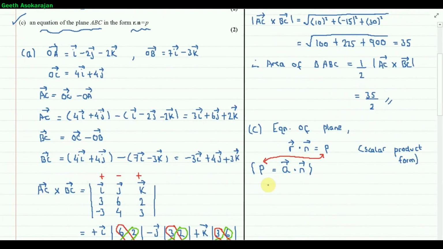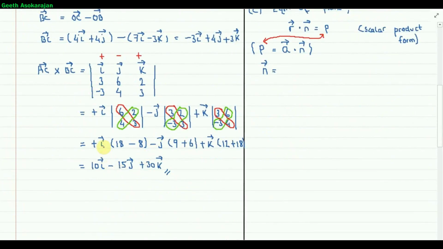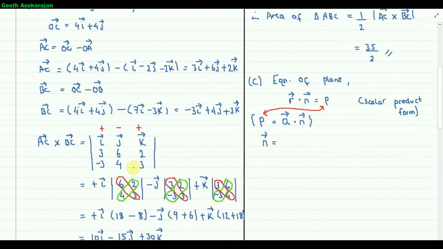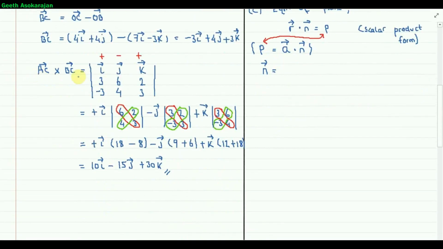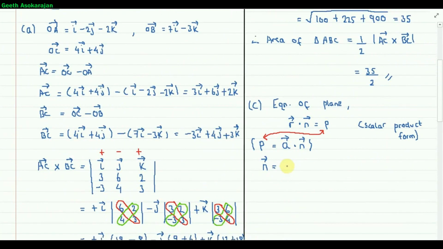Now for N, as I said, is the normal vector of the plane, or vector perpendicular to the plane. By calculating AB cross AC, the result, which is this vector here, is the vector which is going to be perpendicular to our plane ABC. So by working out the cross product of AC and BC, this will give us a vector which is perpendicular to our plane ABC. So N is AC cross BC.